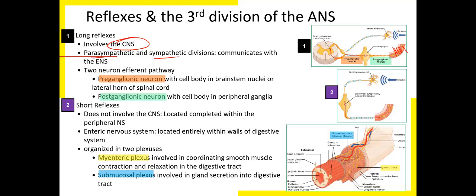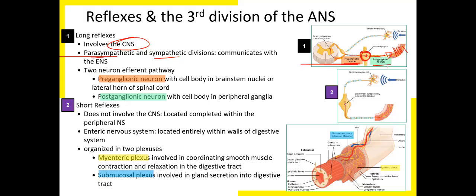And the 2 neurons meet together in this ganglion. Remember what a ganglion is. A ganglion is a collection of cell bodies outside of the central nervous system. So the first neuron that comes out of the central nervous system and ends in the ganglion is called the preganglionic neuron. The second neuron, the one with the cell body in the ganglion and projects to the target effector cell, is called the postganglionic neuron. So that's a long reflex.